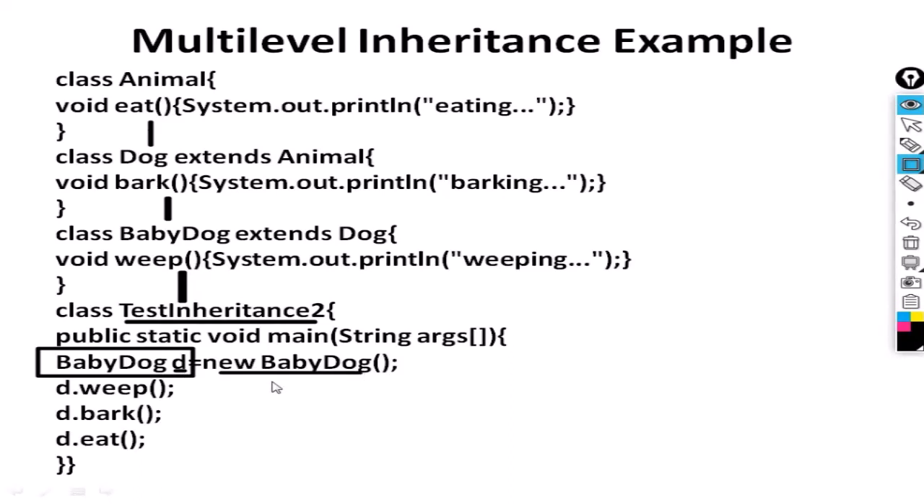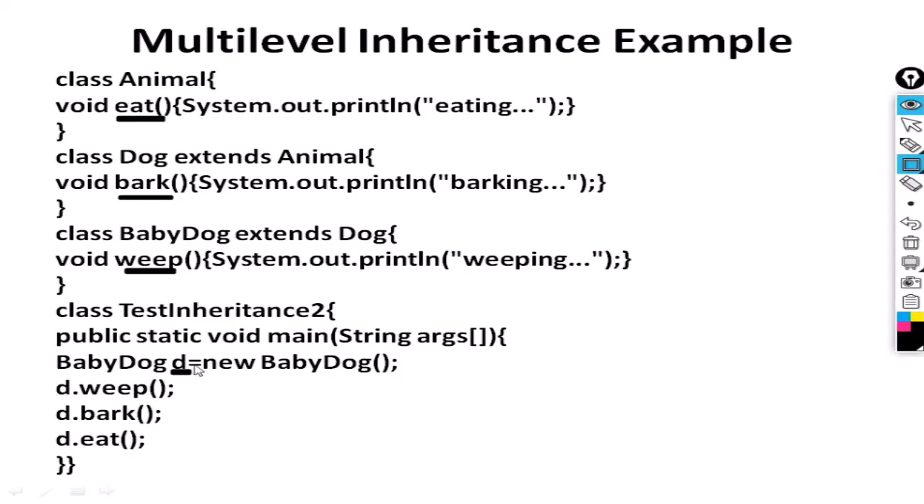So now by using the object d, we are going to access the methods. Which particular methods are we using? The first method is weep. Weep is a method we are using, and the next method is bark. Bark is a method we are using. Similarly, eat is a method we are using.